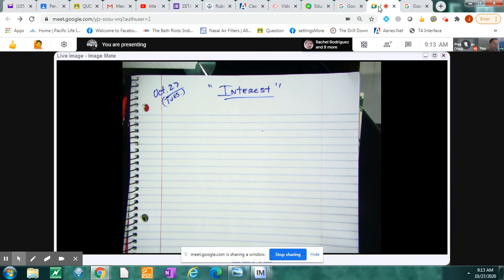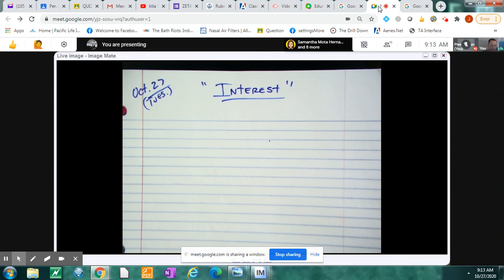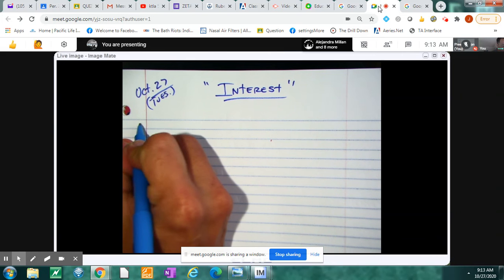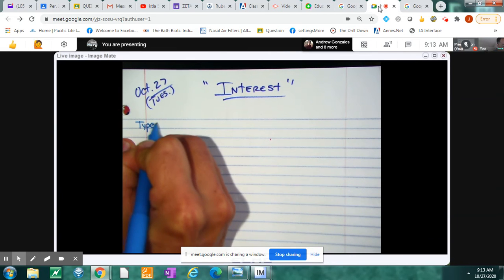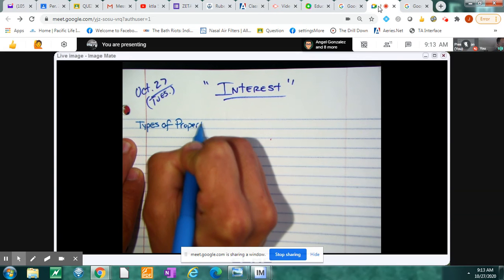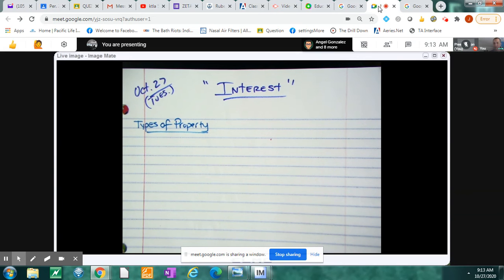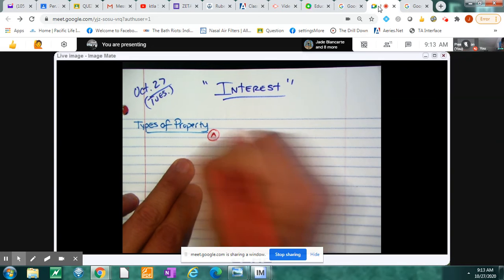All right, cool. So here is the topic today. Real quick, we're going to review what we talked about: types of property. Remember what types of property we talked about? We talked about one, single family home, right?